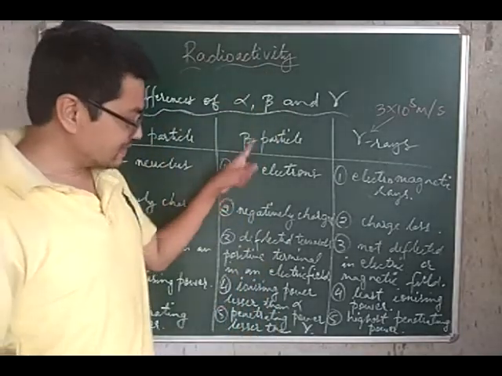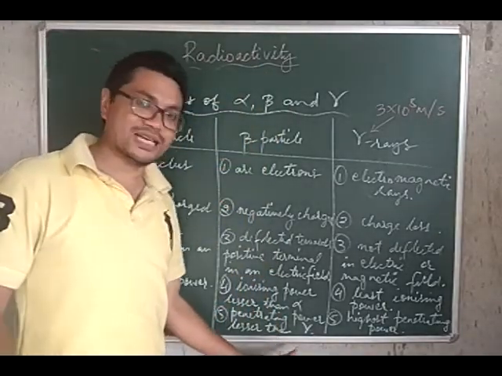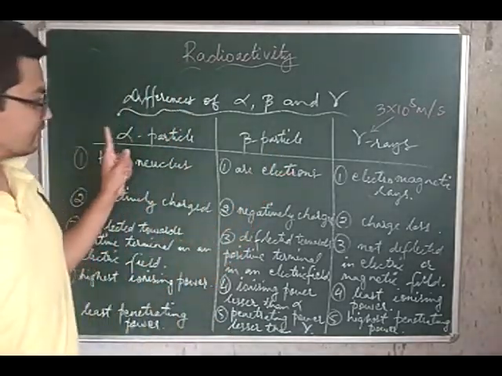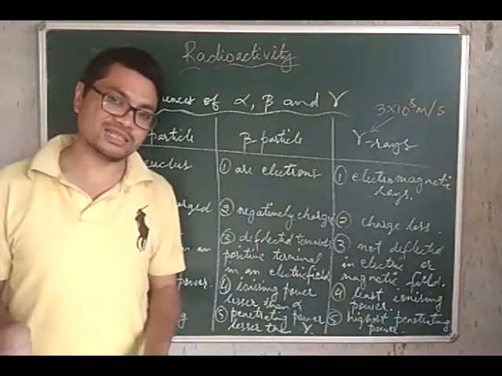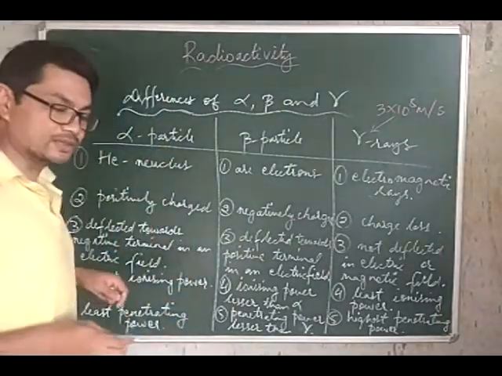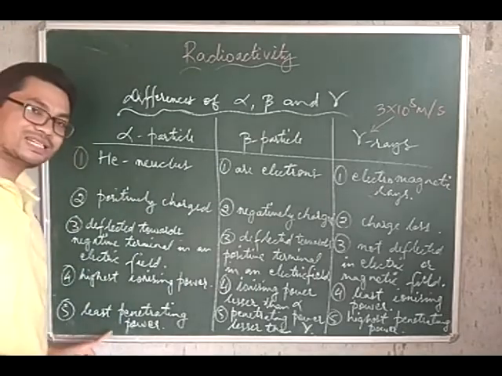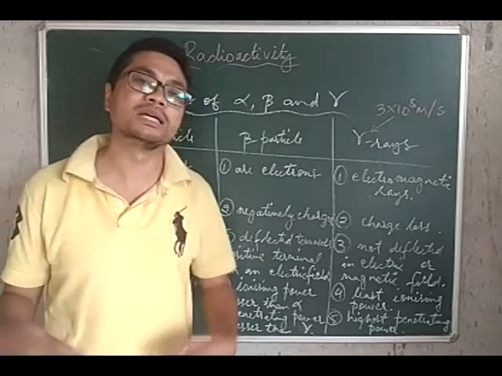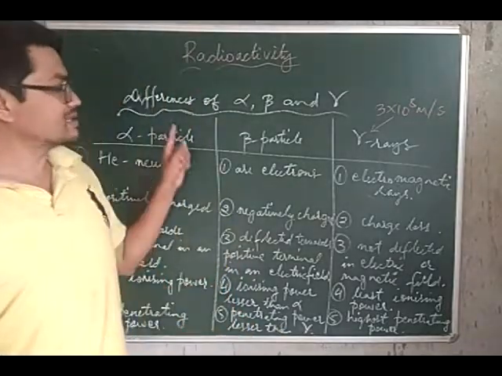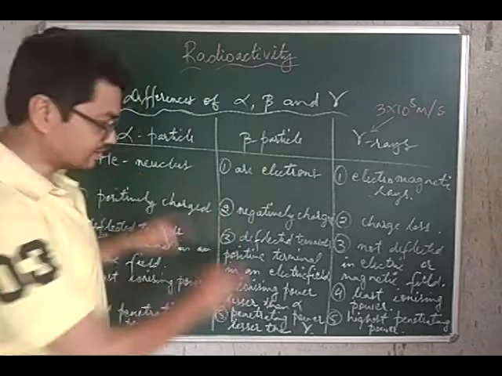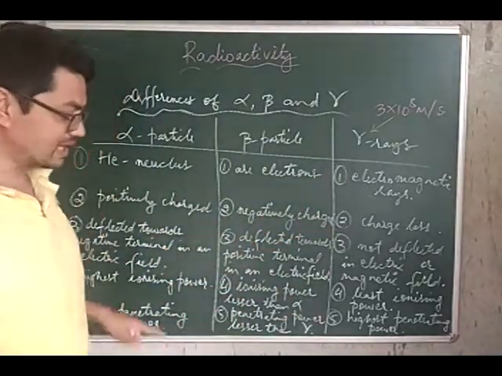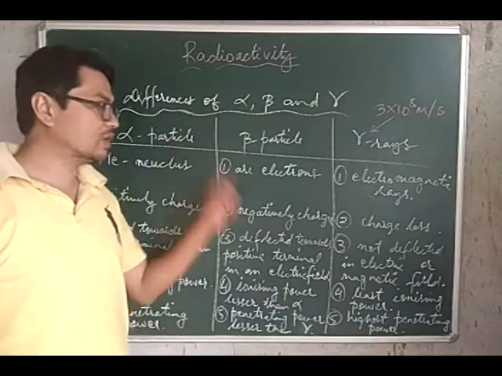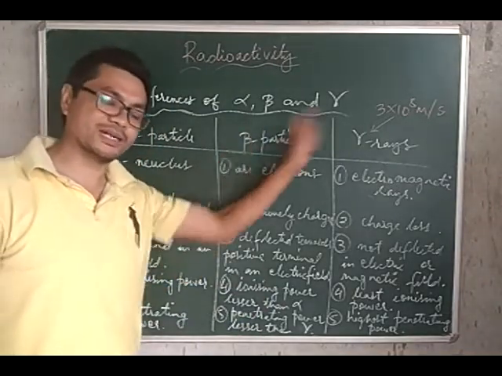Whereas beta particles have penetrating power lesser than that of gamma, of course, but more than that of alpha. And alpha particles, being heavy particles, being nuclei of helium, have the least penetrating power. Alpha particles, mind you, cannot penetrate through our skin. So this is about the most important differences of alpha, beta and gamma. You might be asked questions regarding the penetrating power and the ionizing power of alpha, beta particles and gamma radiations.